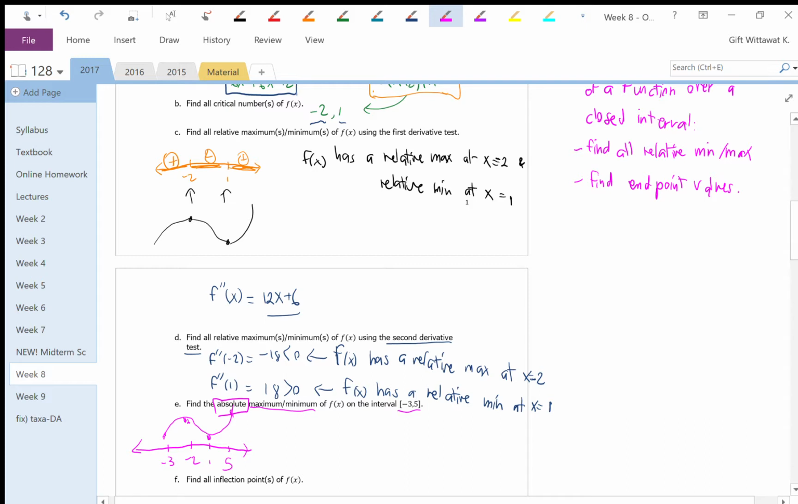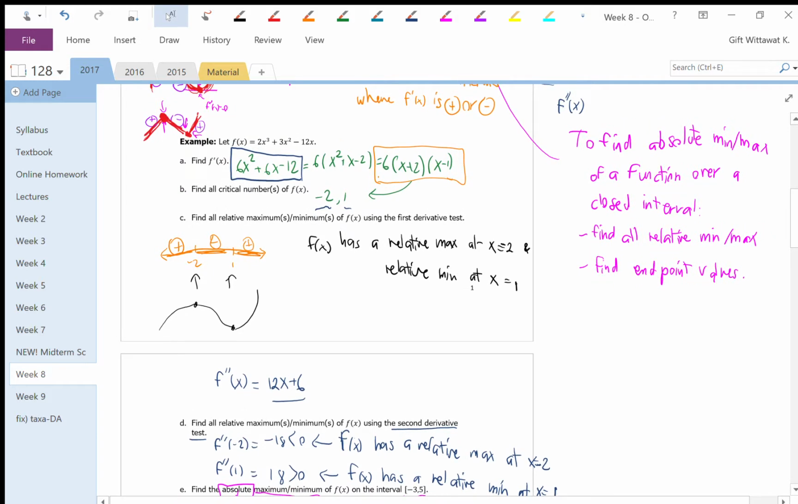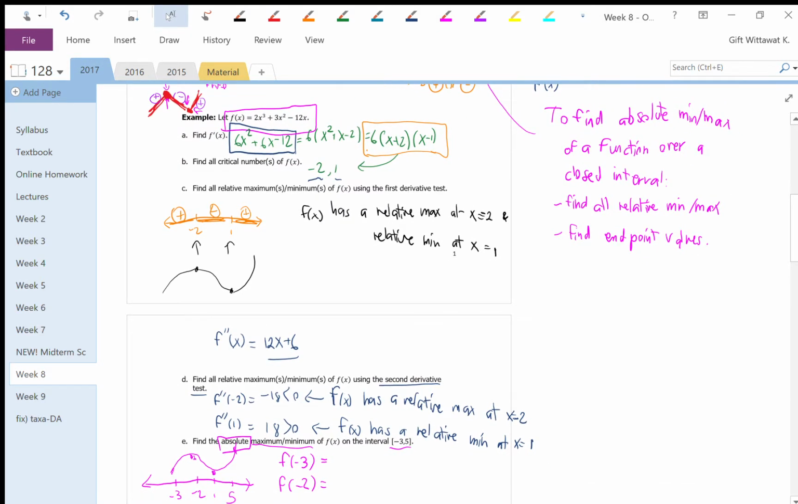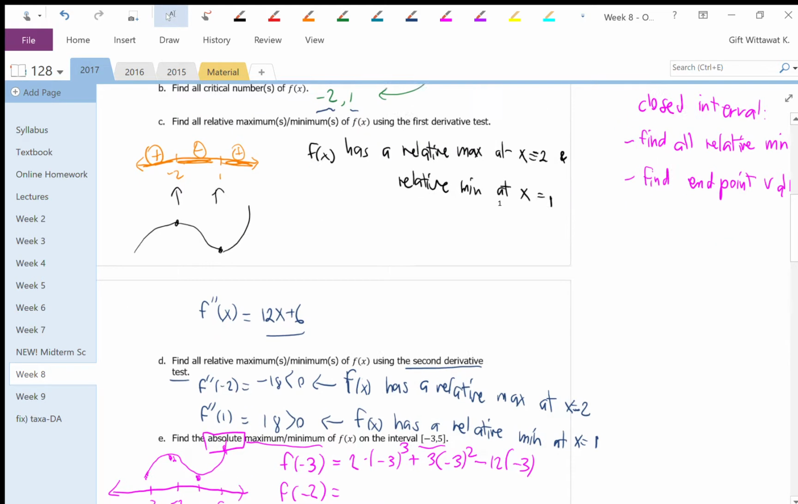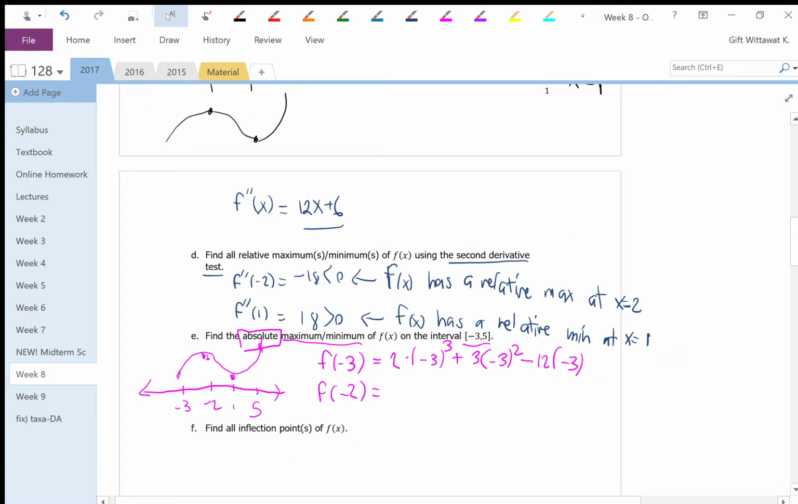I need to find 4 values: f of -3, f of -2, f of 1, and f of 5. So let me actually compute it one by one. F of -3, I need to find the function value now. So make sure that you plug into the right function. I'm talking about the function value, not the derivative. So the function value is going to be 2 times -3 cube plus 3 times -3 square minus 12 times -3. I have computed this before, so I'm just going to write the answer, which is 9.